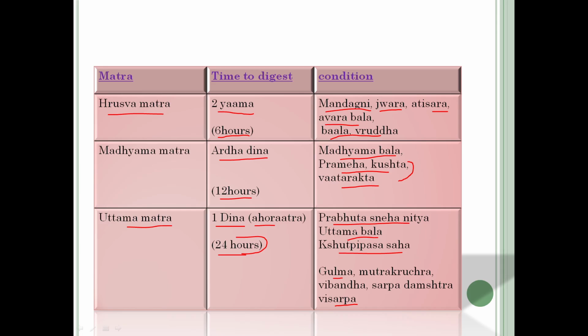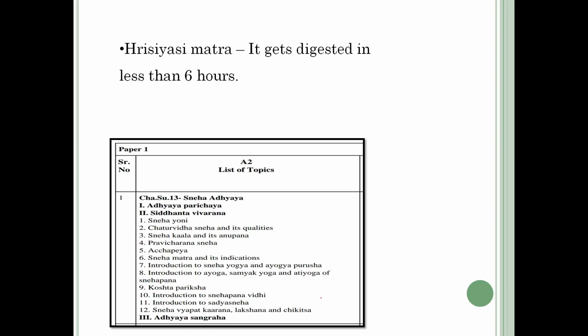And next, very important here is Kushtha. In case of Kushtha we are going to give the Madhyama Matra, and in case of the Visarpa you are going to give the Uttama Matra. This is a small difference you have to remember, which can be asked in the MCQs. Okay, next, these 3 are the important Matras. There is also mention of another Matra that is called as Rasiyasi Matra, that is very less amount which gets digested in less than 6 hours. So you just have to mention this point in the question.